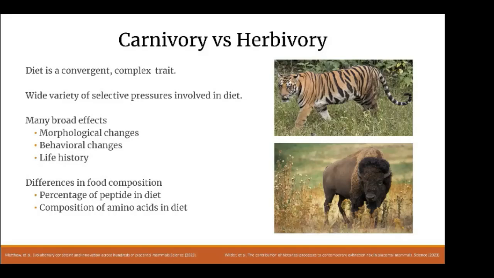The most direct change is a difference in food composition, with specifics, for example, being a percentage of peptides in the diet, as carnivores eat more meat and more protein than herbivores do, and a difference in the composition of the amino acids in that diet, as plants and animals contain different ratios of amino acids.